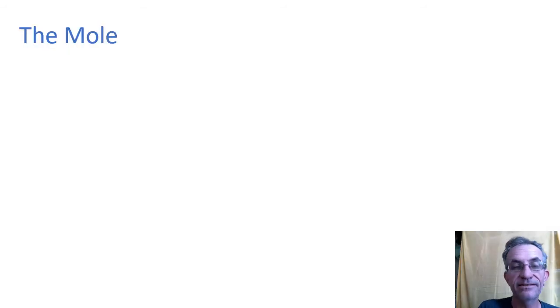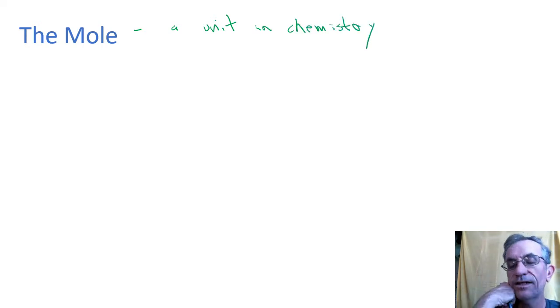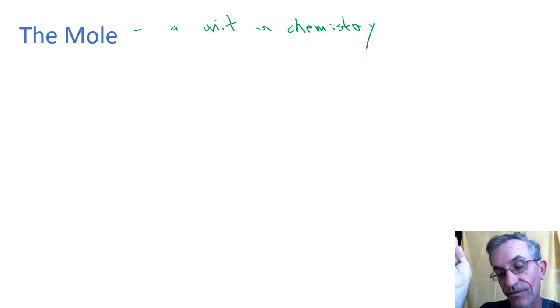Okay, so what is a mole? A mole is really just a unit in chemistry. It's an important unit, and you're going to hear a lot about it, but it's really just a unit we use a lot. We're going to start off learning how to convert between items and moles. So when we do this chapter, it's going to be more of a converting problem, just converting with a unit maybe you're not that familiar with.